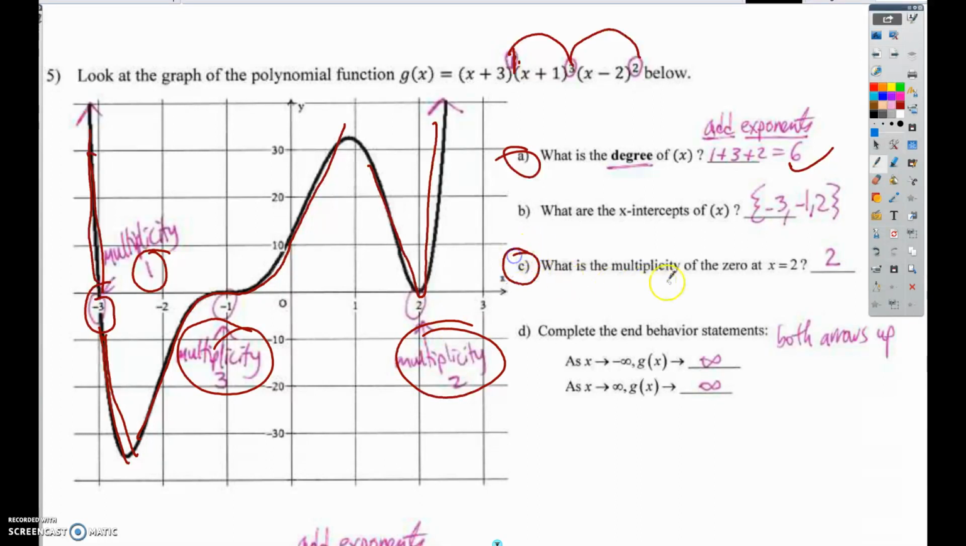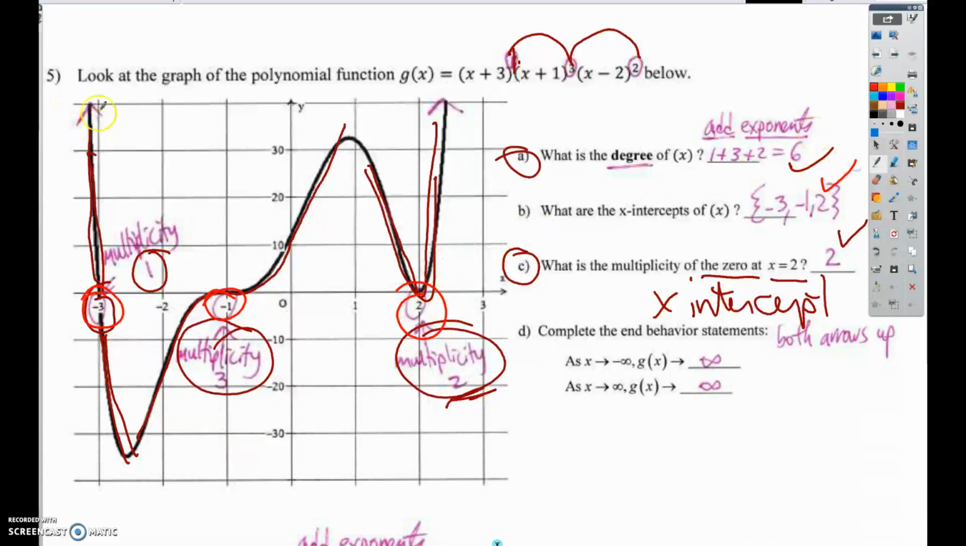Letter C asks what's the multiplicity of the 0. Remember, 0 is x-intercept. And at x equals 2, that was a touch and turn, multiplicity of 2. Our x-intercepts, they just want us to name them. So give the x value, negative 3, not negative 2, sorry. Negative 1 and positive 2 in list form.